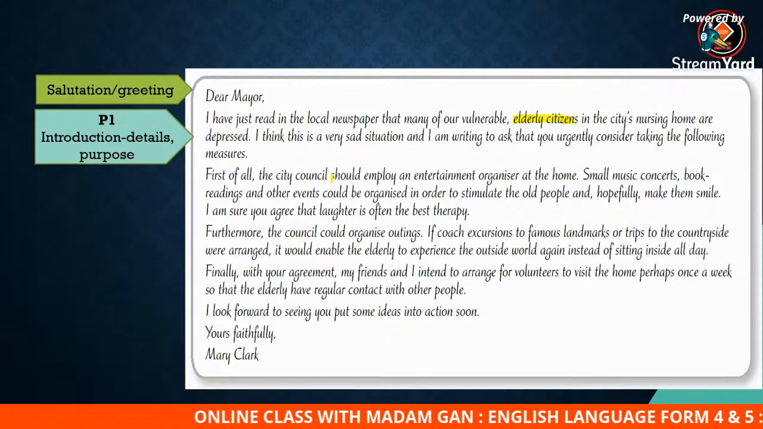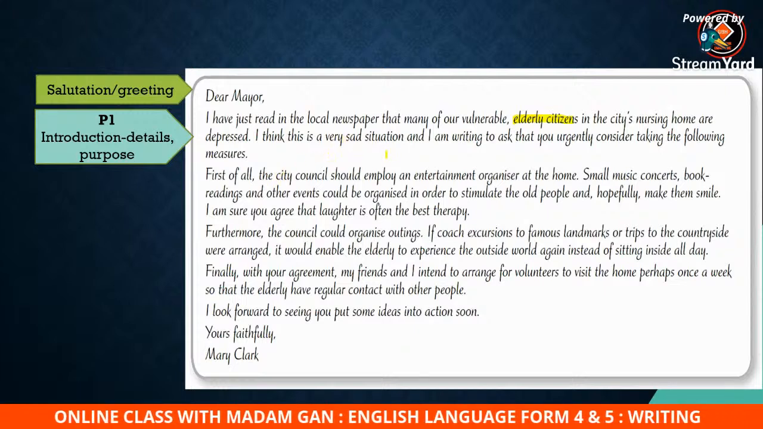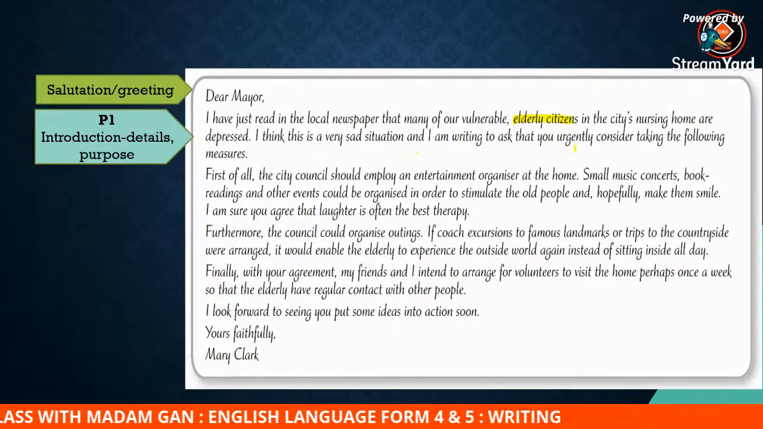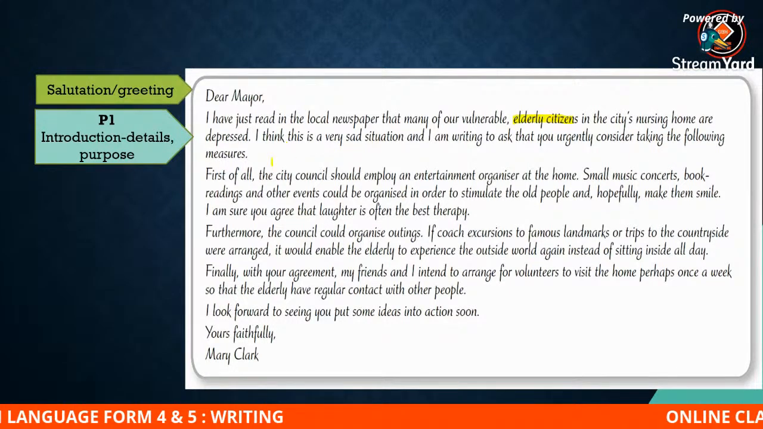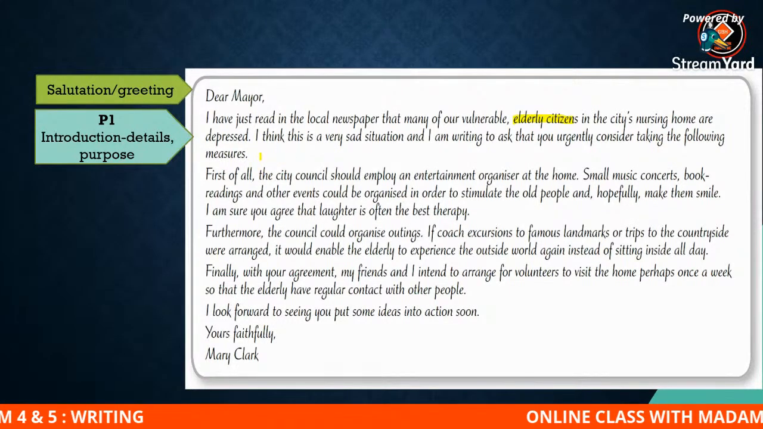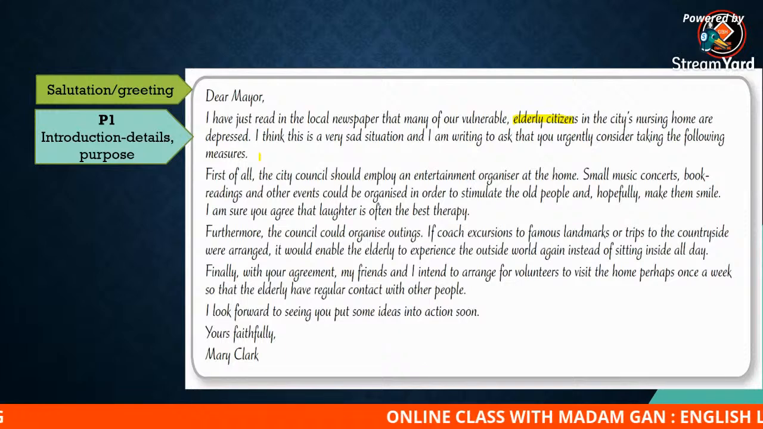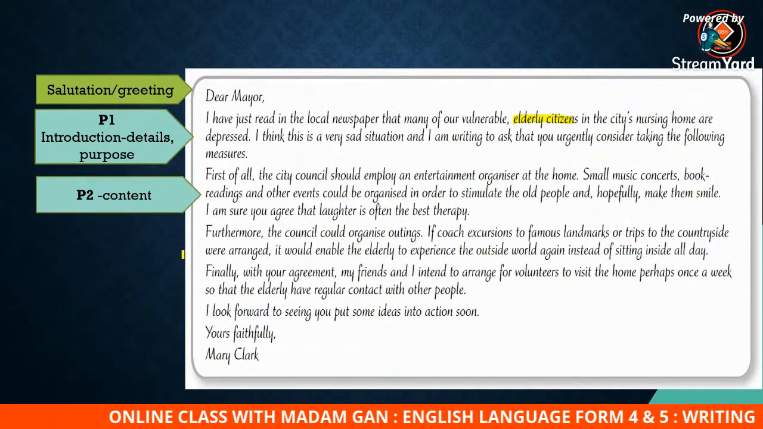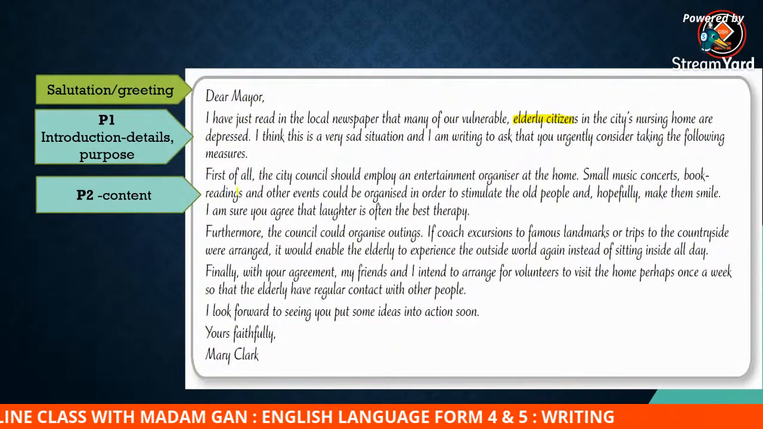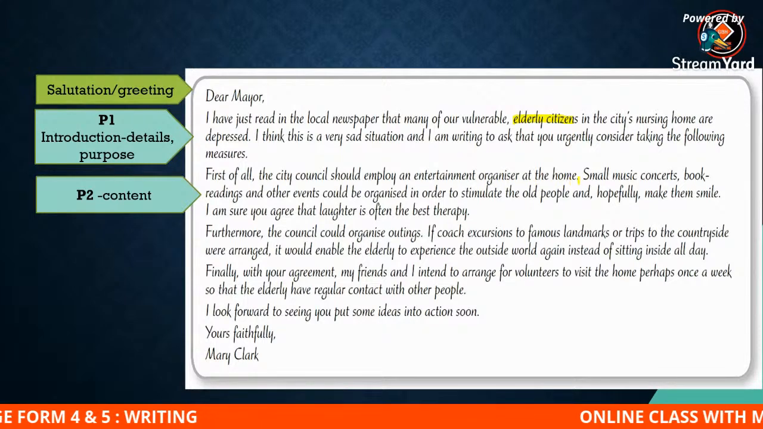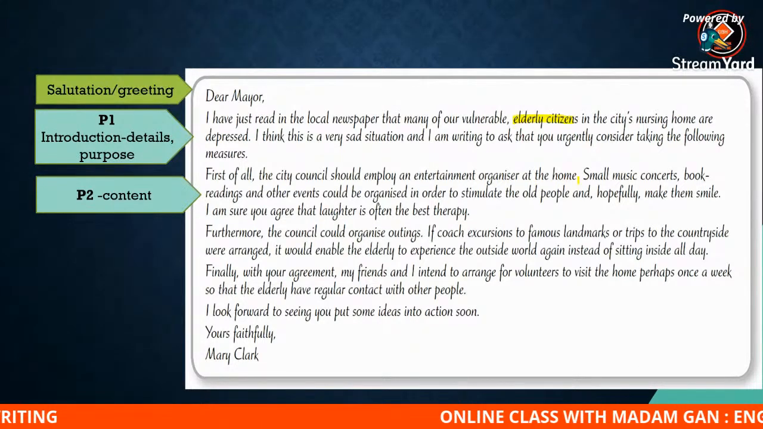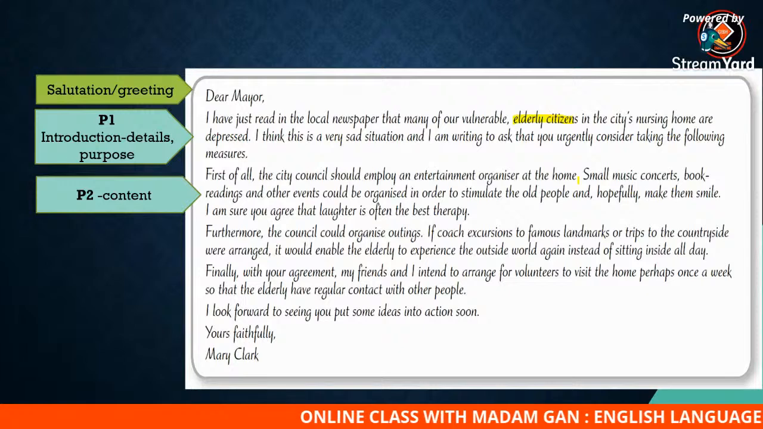They are depressed. I think this is a very sad situation, and I'm writing to ask that you urgently consider taking the following measures. So here, this is a letter not to apply for a job, okay, but to give suggestions, right? So first of all, the content, we go to paragraph 2, you have to elaborate. First of all, the city council should employ an entertainment organizer at home. So this is a letter giving suggestions.